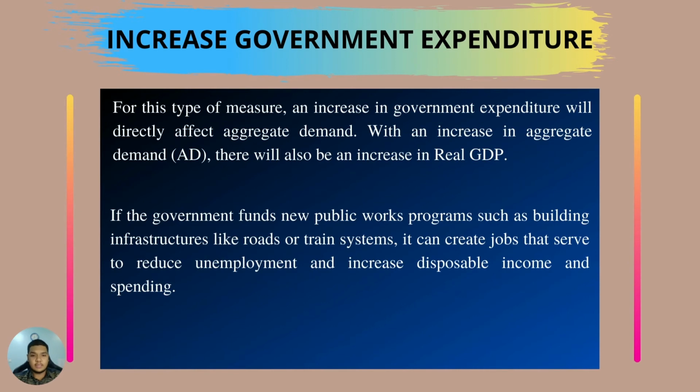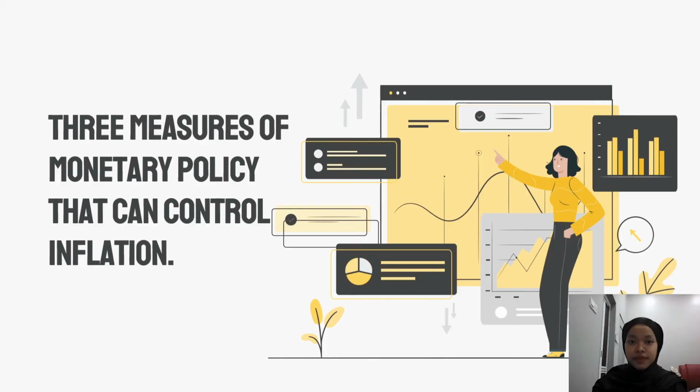unemployment can be reduced. If the government funds new public works programs such as building infrastructure like roads or train systems, it can create jobs that serve to reduce unemployment and increase disposable income and spending.